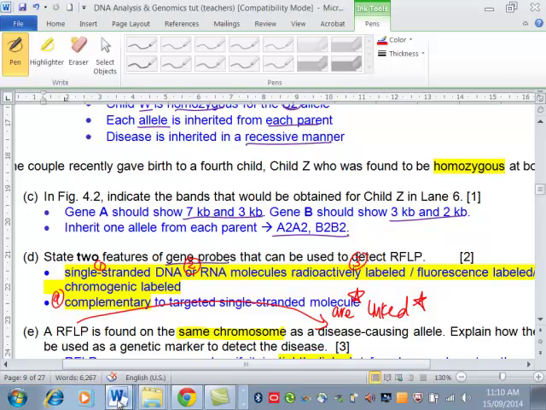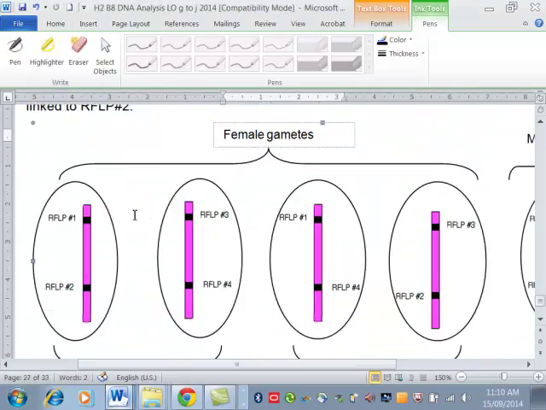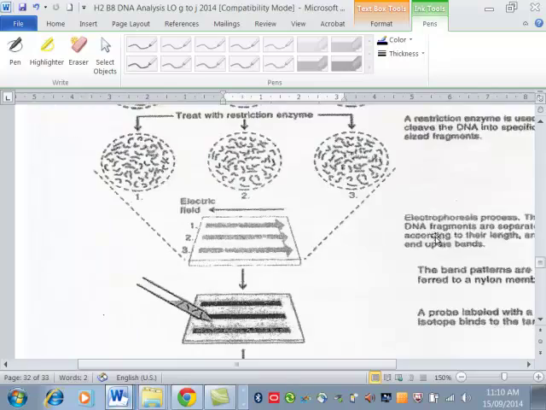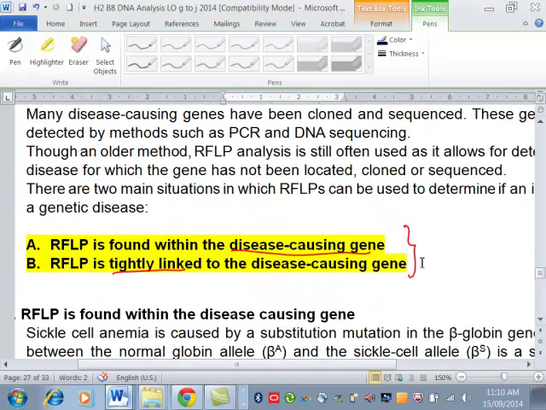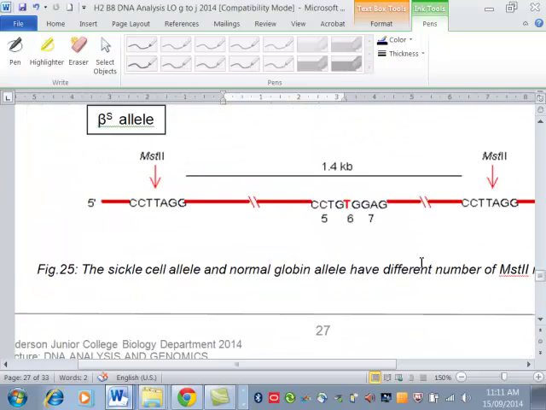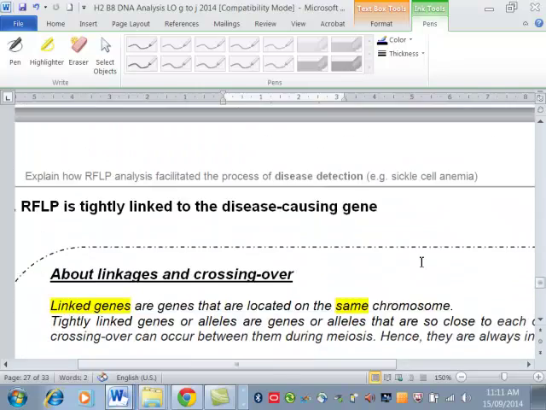Okay? Now over here, I'm going to go back to the lecture notes and quickly recap on the disease. Actually, I've already covered this in the previous lesson, but I will quickly go through with you. Okay, so class, in order to detect disease-causing allele via RFLP, there are two possible ways. Number one, if the RFLP is found within the disease-causing allele. Okay, that one I will go through a bit later. Number two, which the tutorial question is asking, is when the RFLP is tightly linked to the disease-causing allele. So let me teach you again on RFLP being tightly linked, and it's over here.